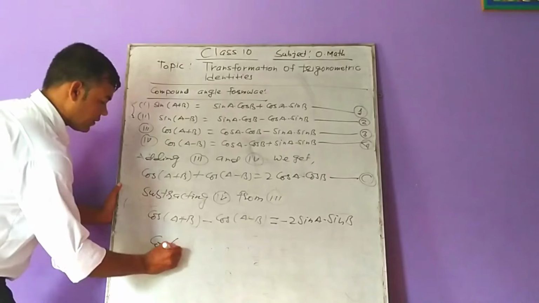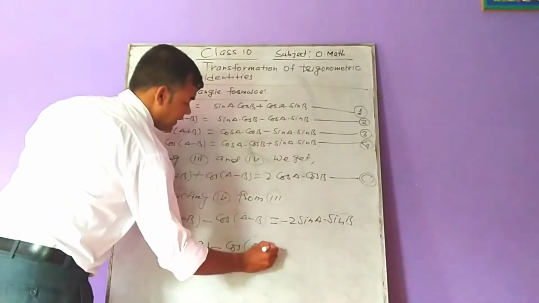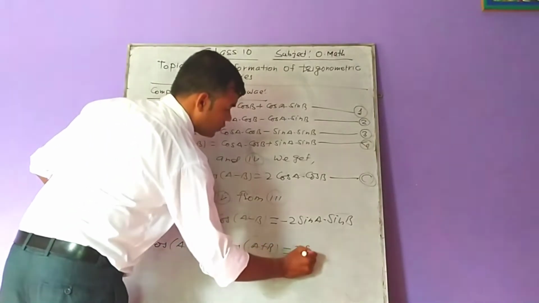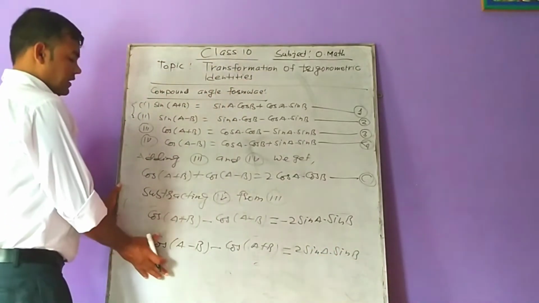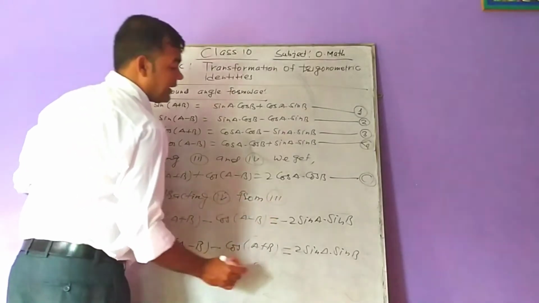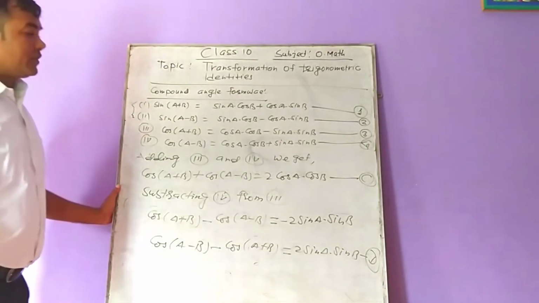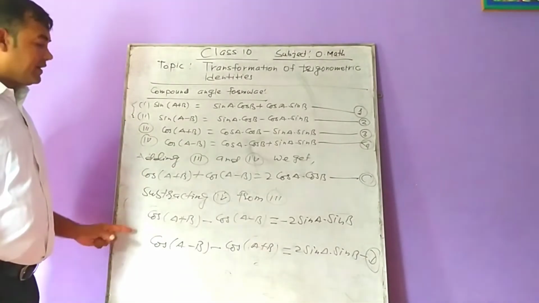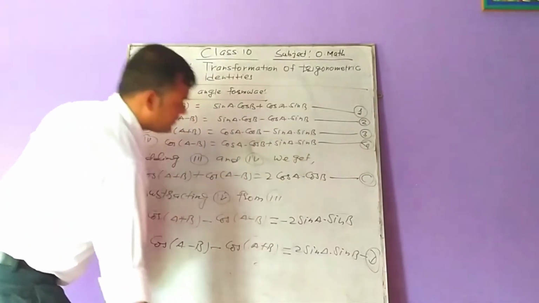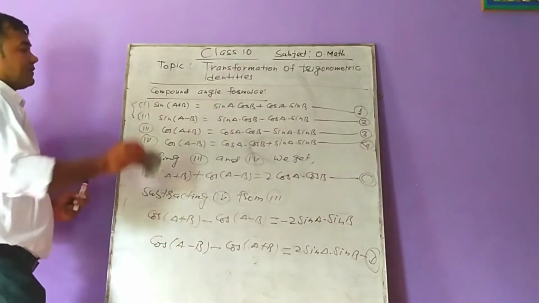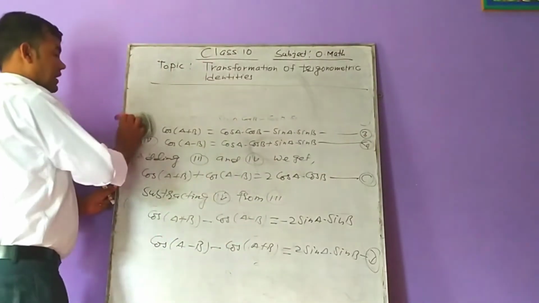We get cos(A−B) minus cos(A+B) equals 2 sin A into sin B. We have got this relation by multiplying both sides by minus sign. So it is our identity number D. Students, we have to remember these 4 identities which we have derived here. I am going to make a list of the identities that we have obtained by addition and subtraction of the identities.